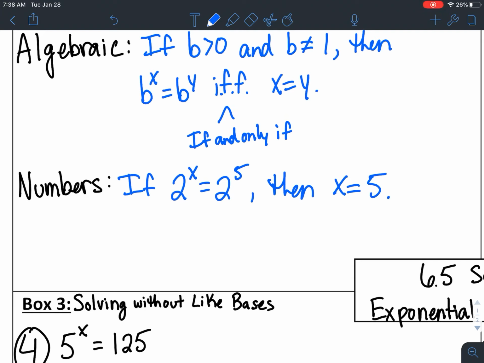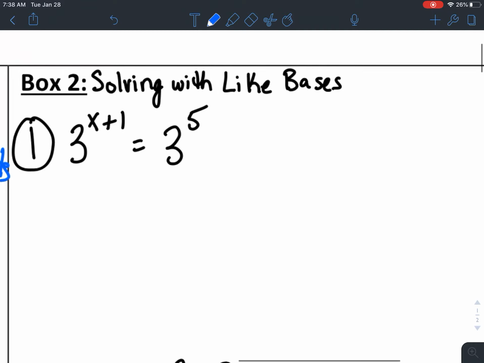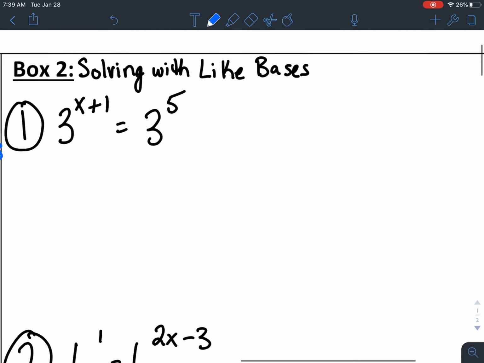I know they're set equal to each other, so the only way that's true is if that x value is equal to 5. And that's what we're going to be working with here. For the first set of problems in box 2, we have what we call like bases. The numbers that are the base of my equation on both sides are already equal to each other. They're the same number. So if that's the case, then we know that their exponents have to be equal to each other.